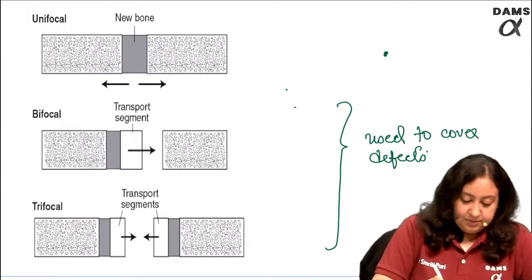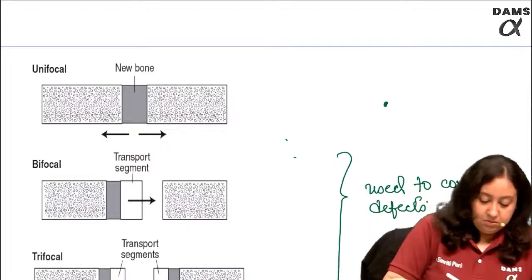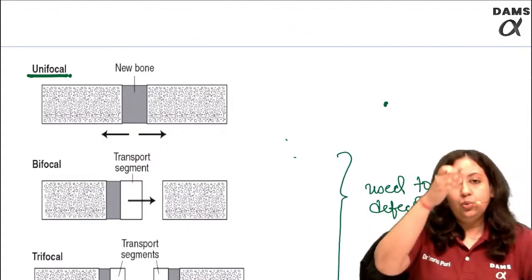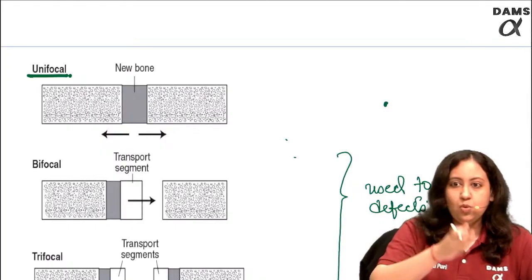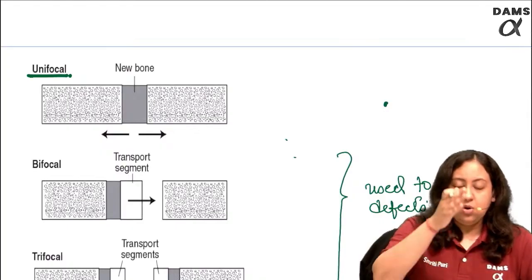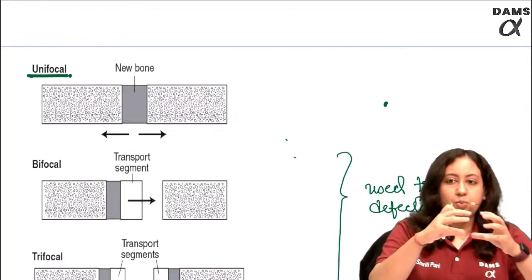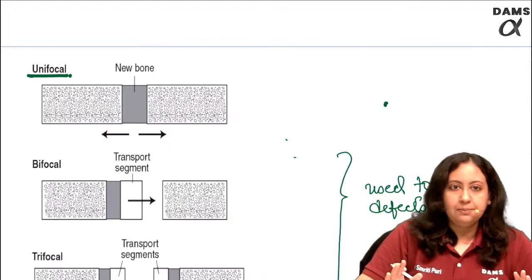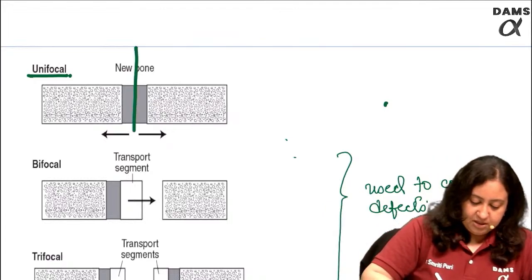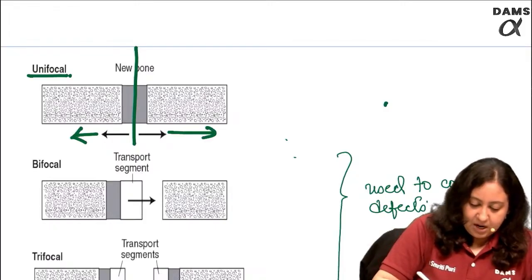Okay, let's see. So what is a unifocal distraction? You did a single osteotomy, you osteotomized the bone into two, and you pulled both the fragments apart and new bone forms in between them. So you did the osteotomy, moved apart, and this is the new bone.